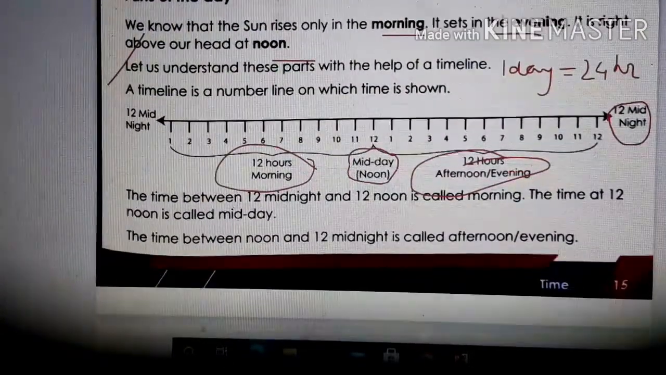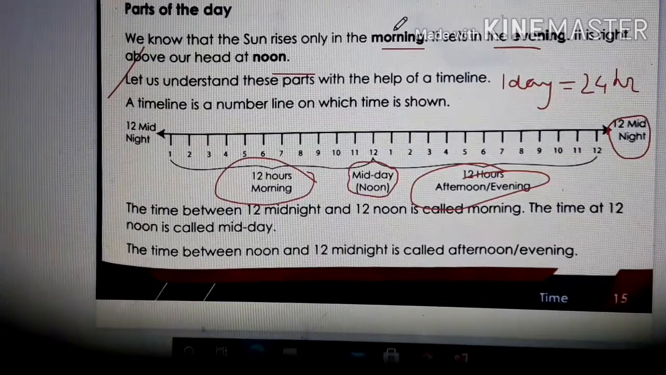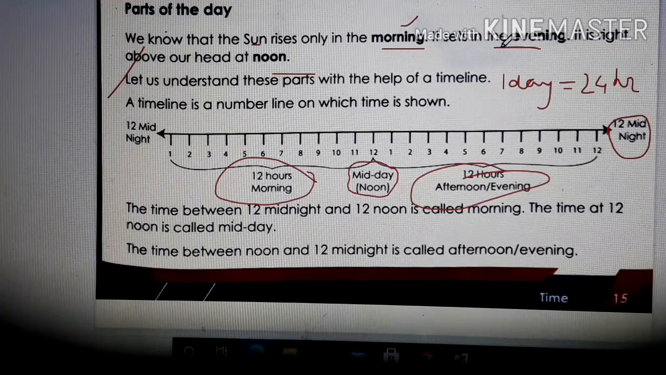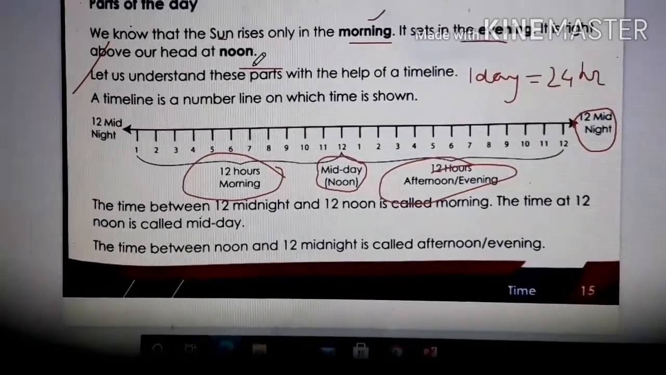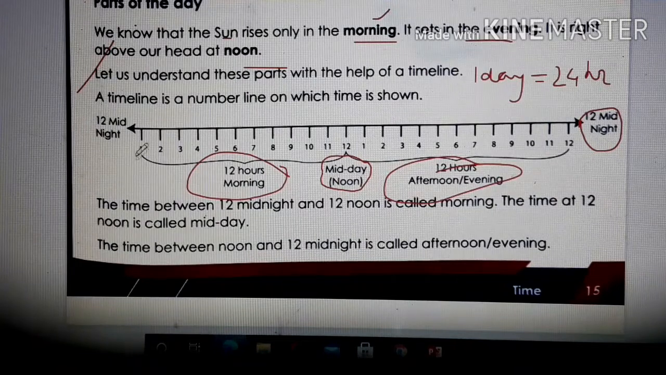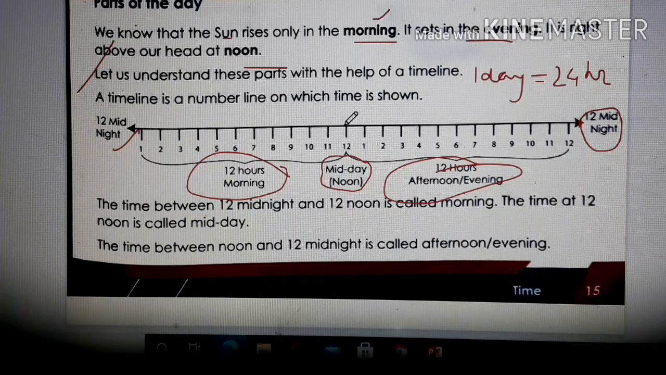Next, what we studied, children, is about the timeline. The parts of the day: in a day you will see morning, noon, evening. The sun rises in the morning, sets in the evening, and the sun is overhead at noon. Noon means 12 o'clock during the daytime. As we have understood through this timeline, 12 o'clock at night is called 12 midnight. Then 12 o'clock during the day is called 12 noon or midday.